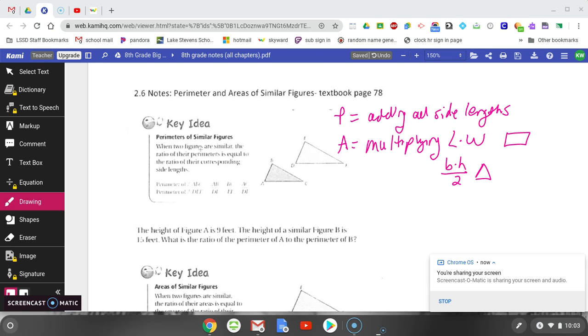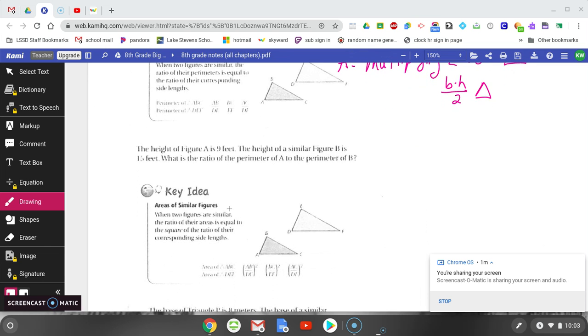Okay, so it says when two figures are similar, the ratio of their perimeters is equal to the ratio of their corresponding sides. So I know that the perimeter, so this plus this plus this, that ratio is going to be the same as just comparing this side length to this side length over here.